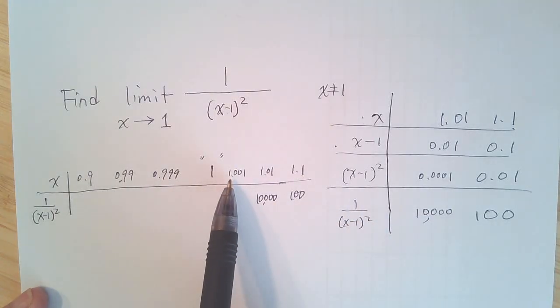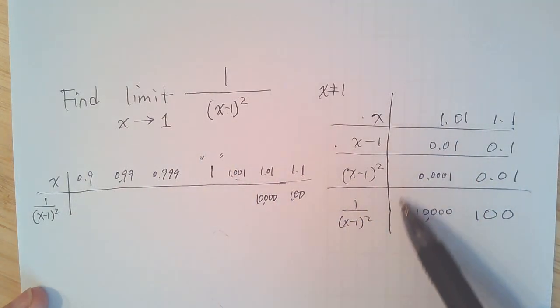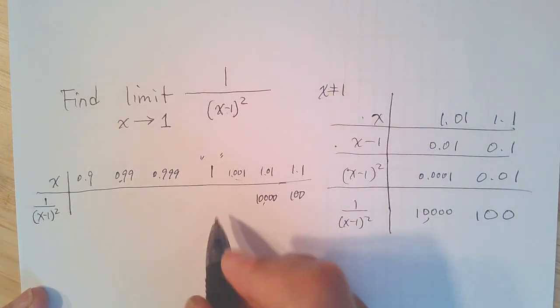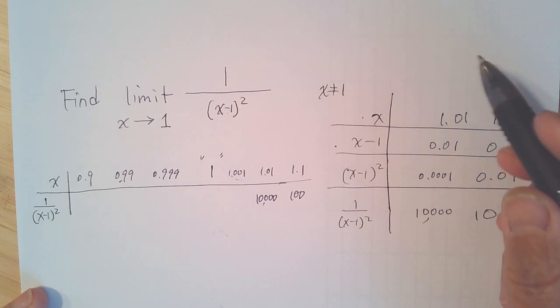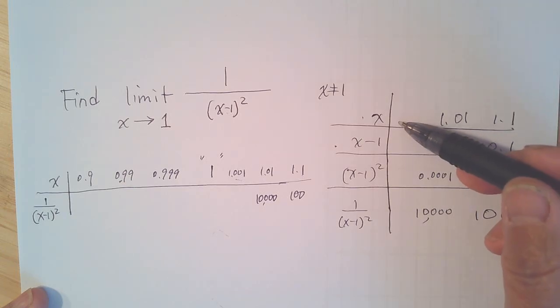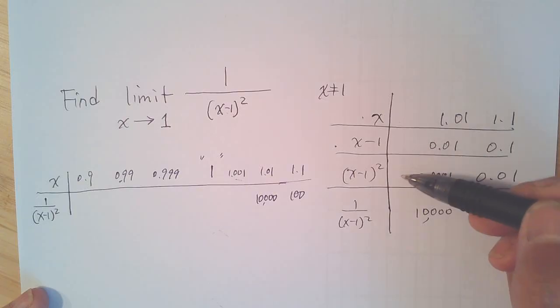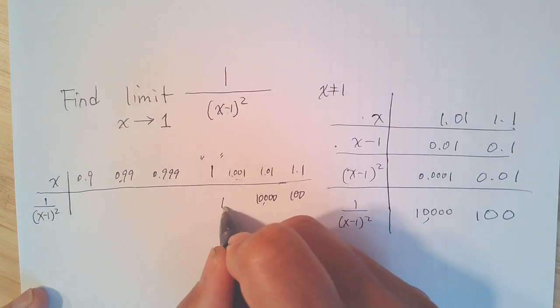And for this 1.001, you follow this, okay? I didn't leave enough space, but if you want to do that, you can do this step by step. 1.001 here becomes 0.001, then 0.000001 after squaring, and then the reciprocal gives you a million.